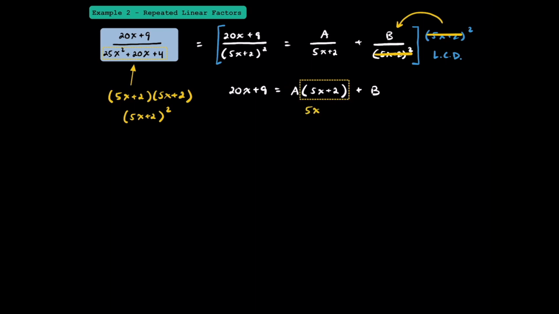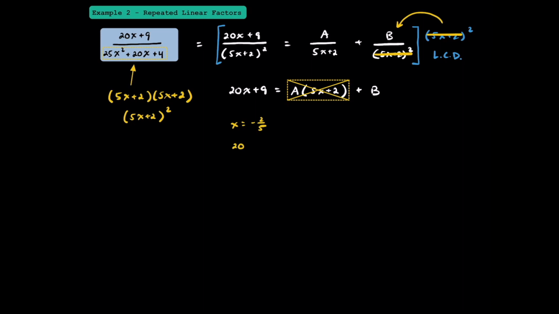Setting this 5x + 2 equal to 0, we can solve for a value for x that's going to help us eliminate a. 5x is going to be equal to negative 2. Dividing both sides by 5 here, x is going to equal negative 2/5. If we set x equal to negative 2/5, this entire thing is going to become 0.